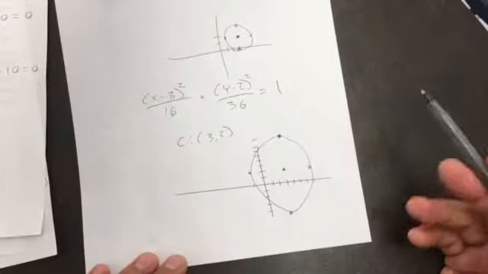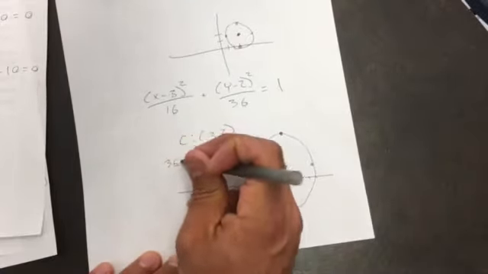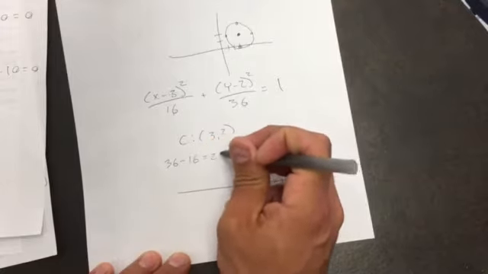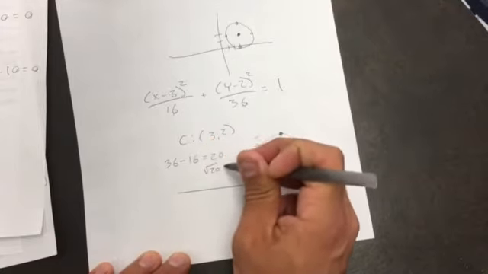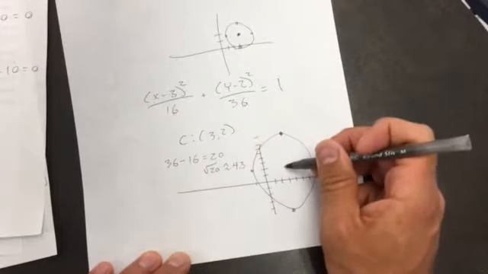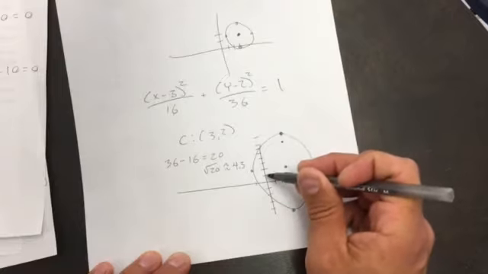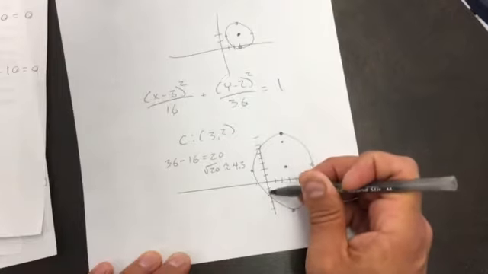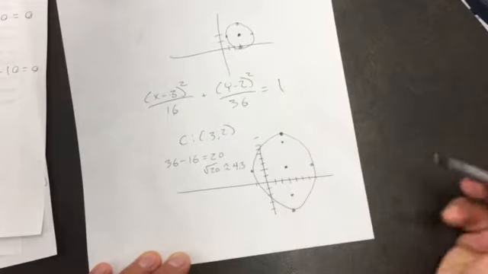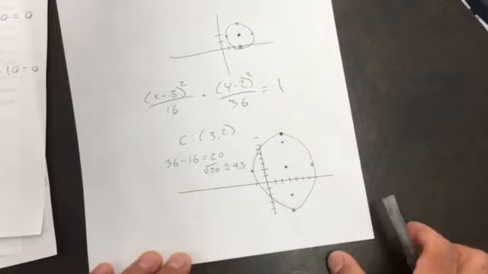Okay? And that's it. If you want to put the foci in there, you do have to figure out what it is. So we do 36 minus 16 equals 20. The square root of 20 is approximately 4.3. So I'm going to go up 4.3 from here, and down 4.3 from here, and put those points. Those are my foci. So that's all you need to do to graph these out.